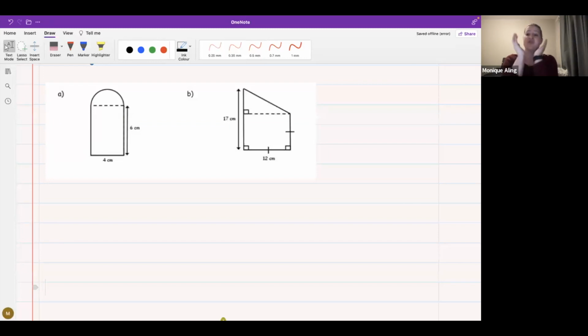So I'm going to ask you guys to quickly try just A for me. My hint to you is that it is half a circle. However, we are not adding the diameter because the diameter is on the inside of this shape. Remember, perimeter is the outline only, so we do not add the diameter this time because it's on the inside of the shape. That is my hint. Do not add the diameter.